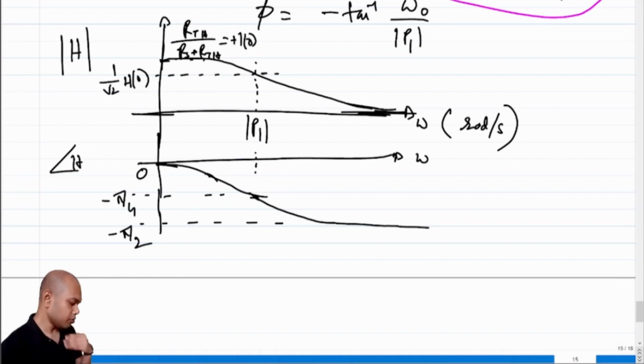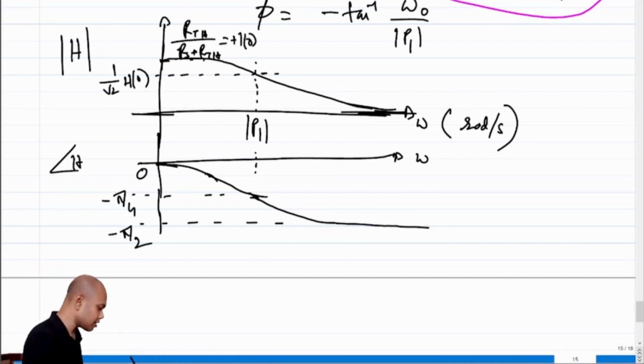Okay. So you see that these types of plots have a lot of significance, because once we have these plots, we don't have to go back and write out the transfer function again. Once we have these plots, we don't have to struggle to find out what the amplitude and the phase of a sinusoid will be at any frequency.